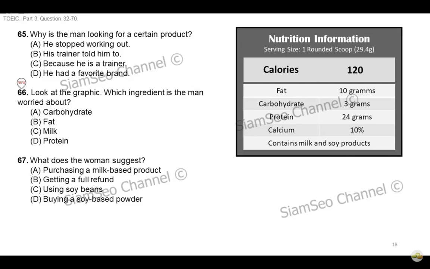Number 65. Why is the man looking for a certain product? Number 66. Look at the graphic. Which ingredient is the man worried about? Number 67. What does the woman suggest?